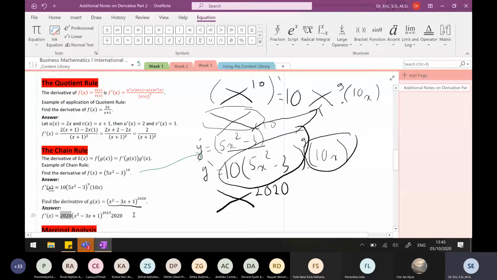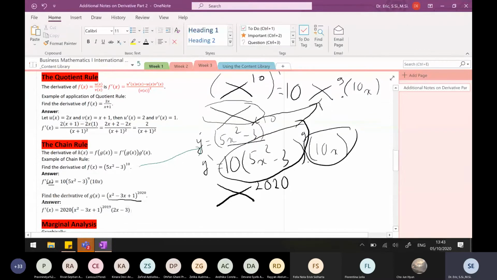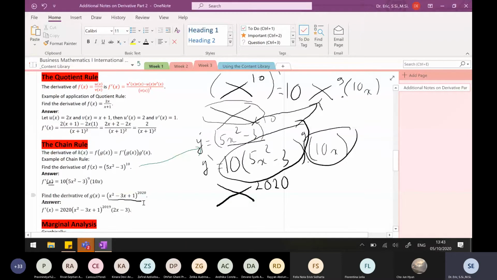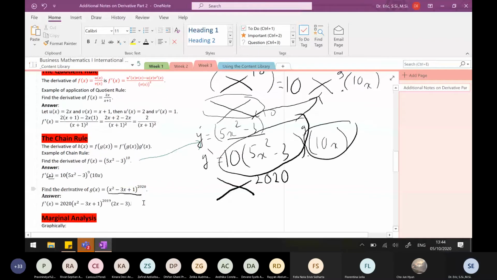What's your name? Eric. Eric, this is not finished. This is 2020 times this to the power of 2019. But don't forget, this is the derivative with respect to capital X. You have to find the derivative of capital X with respect to x, that is 2x minus 3. So this is the derivative. Okay, any question from this, the chain rule? No questions? No, sir.